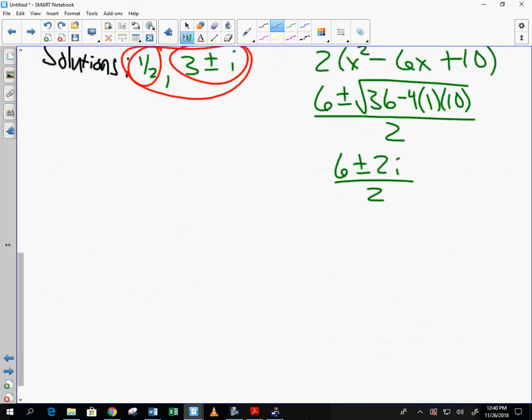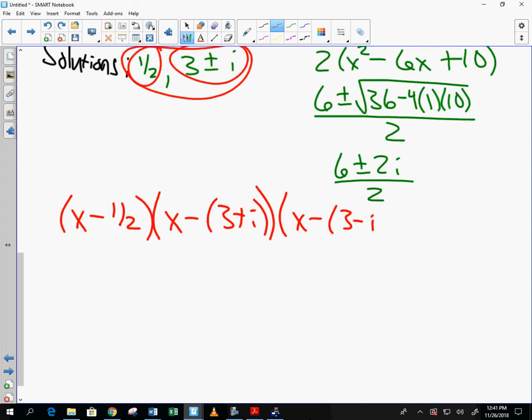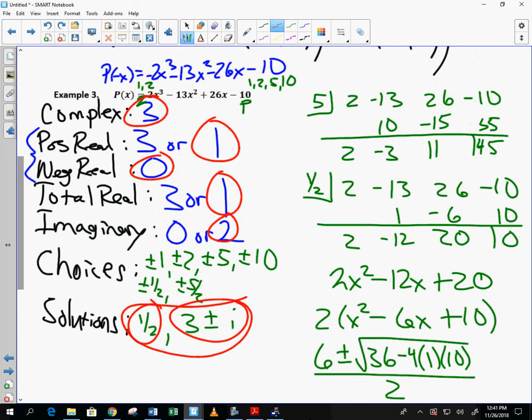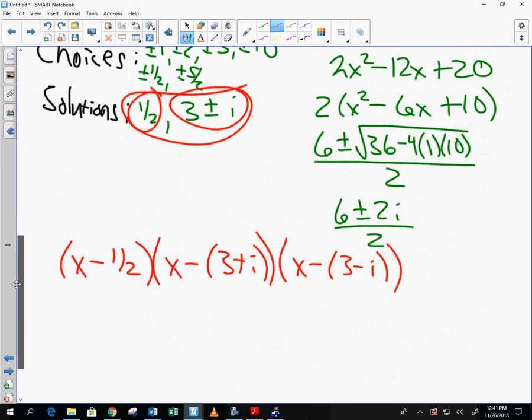Last thing I'm going to do is write in factored form. X minus 1/2, X minus 3 plus i, and X minus 3 minus i. X times X times X gives me X to the third, but I don't want just X to the third. I want 2X to the third, so drop a 2 in front. What do you think? Not too bad?